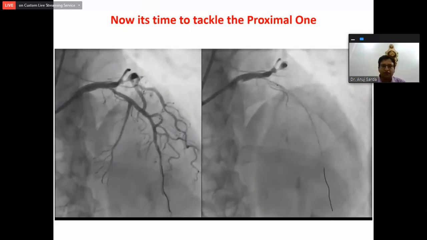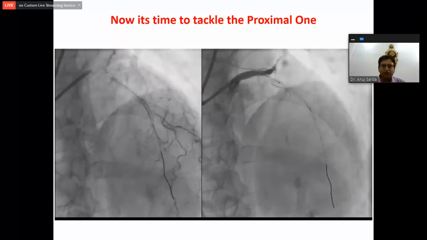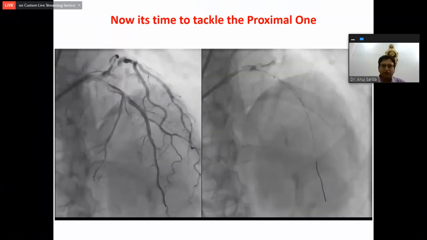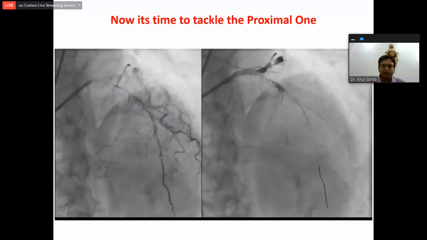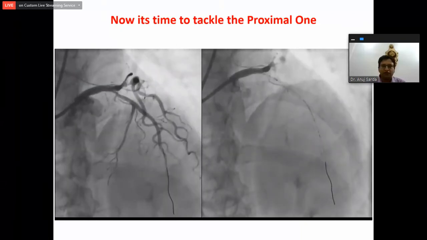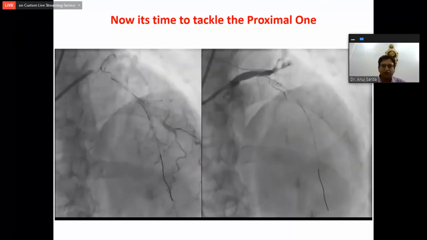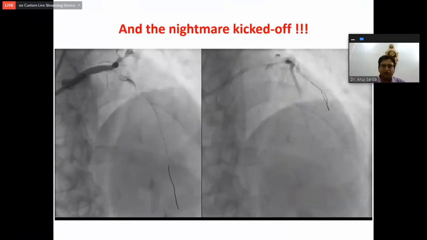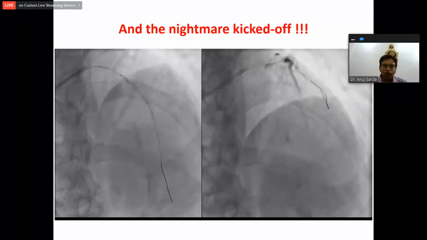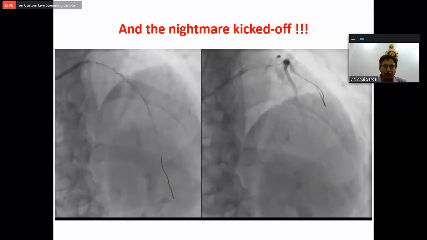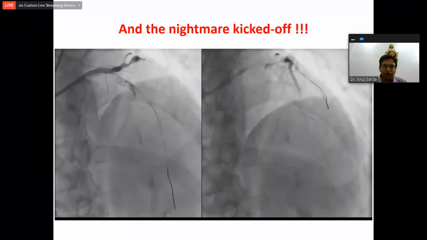So I thought it's better to treat the proximal one also, because it looks like 80%, and as the stent crossed, I thought it would be an easy job for us. But as we placed a balloon over there and dilated 1.6 at around 6 atmospheric pressure, the nightmare kicked off. There was no flow in the LAD, and there was stuck-up contrast in the circumflex. That means there was no flow entirely in the left system, which led to a cascade of ventricular arrhythmia and finally cardiac standstill.